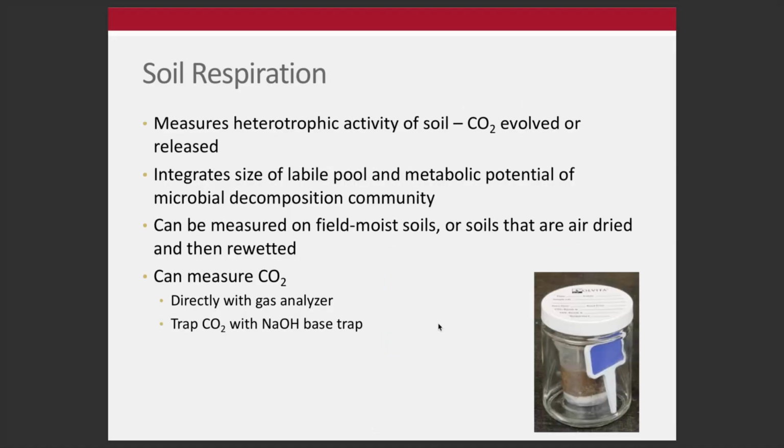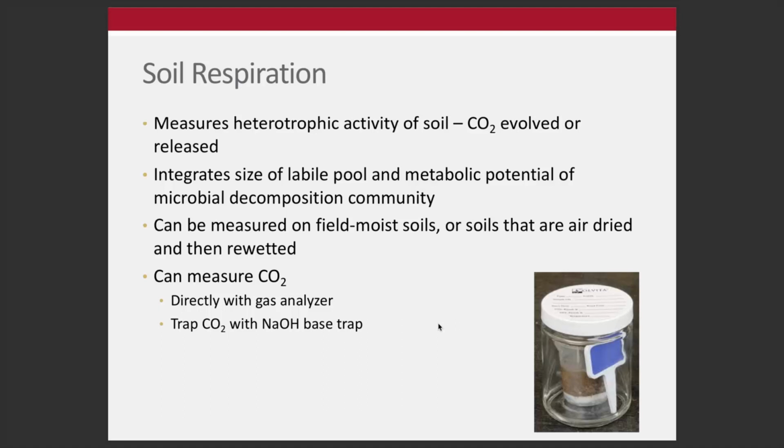Okay, the second is soil respiration. Respiration is exactly what you'd think it is. In context, it's really just measuring the soil microbes breathing. It's like the breath of the microbe. So it's how much CO2 is evolved or released in an incubation, okay? So technically it integrates the size of a labile pool and the metabolic potential of that microbial community to decompose substrate. So this is a measurement that's been around for quite a while, but it's been simplified in maybe the last 15, 20 years.